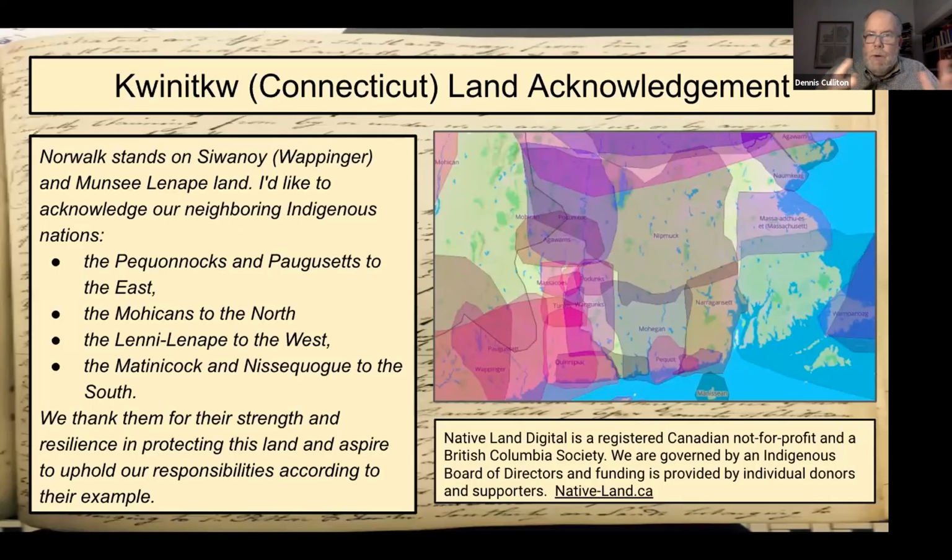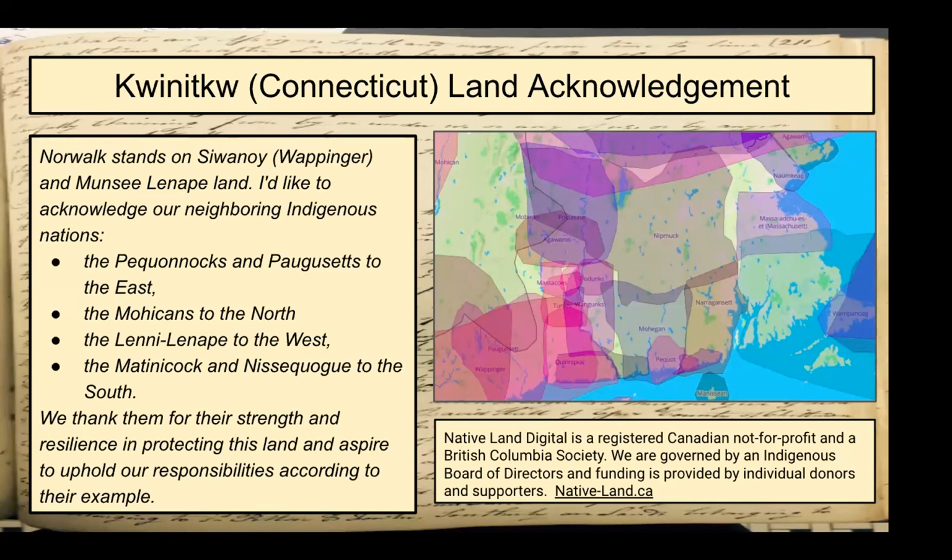I want to start out with a land acknowledgement, and I use this map from native-land.ca. It says Norwalk stands on Sinaway, Wappinger, and Munsee Lenape land. I'd like to acknowledge our neighboring indigenous nations, the Pequannoks and Pugusses to the east, the Mohicans to the north, the Lenni Lenape to the west, and the Mentinicok and Nissisiquog to the south. We thank them for their strength and resilience in protecting this land and aspire to uphold our responsibilities according to their example.